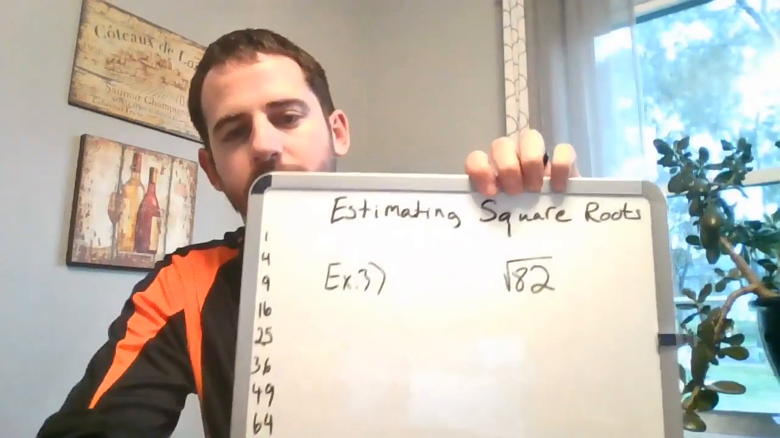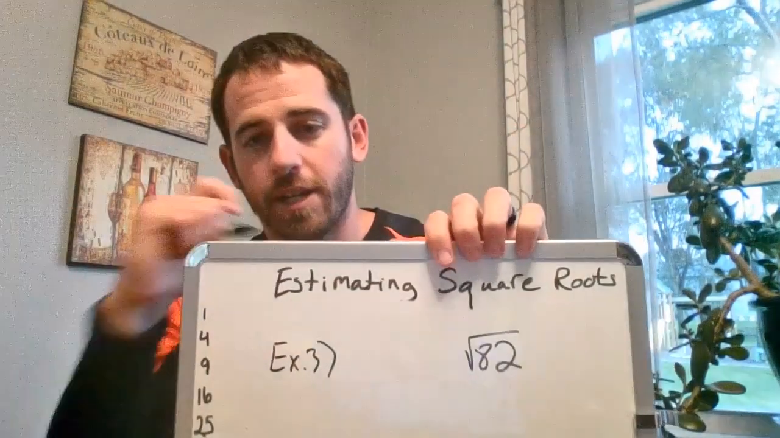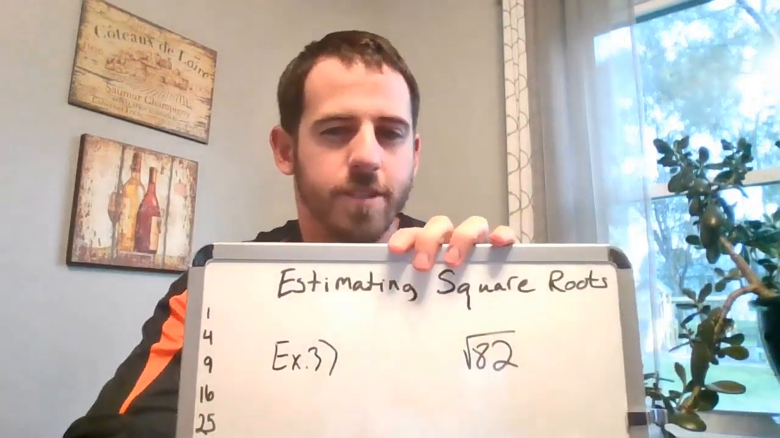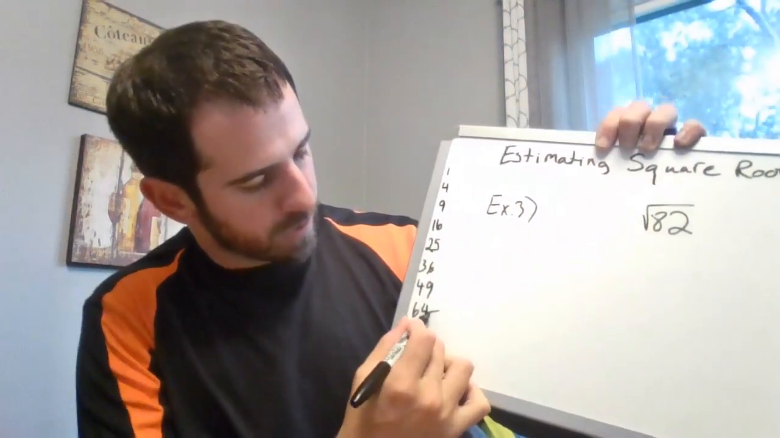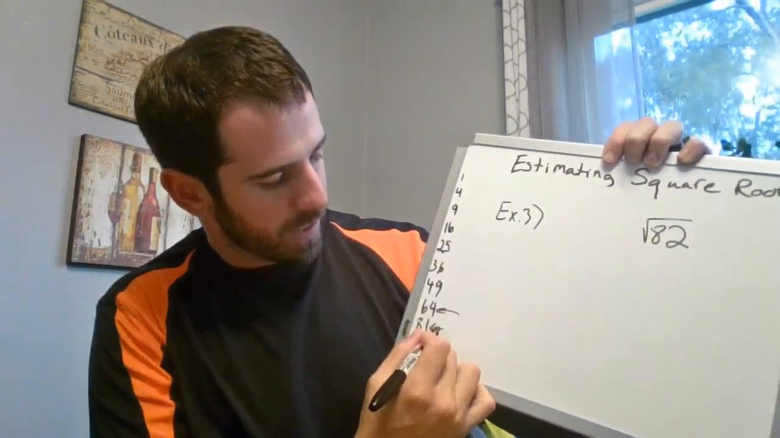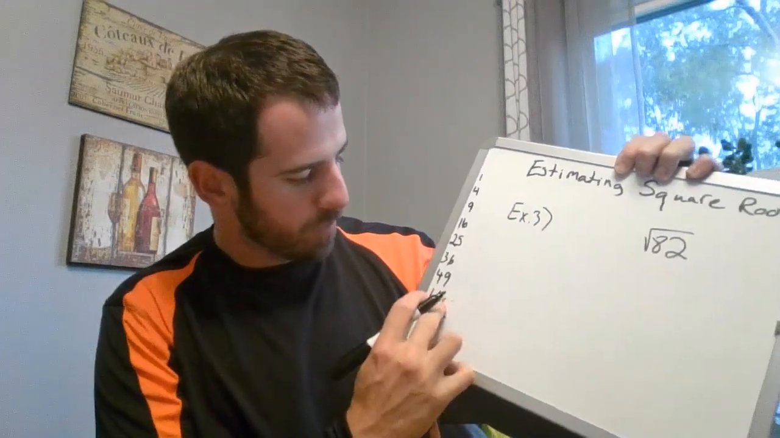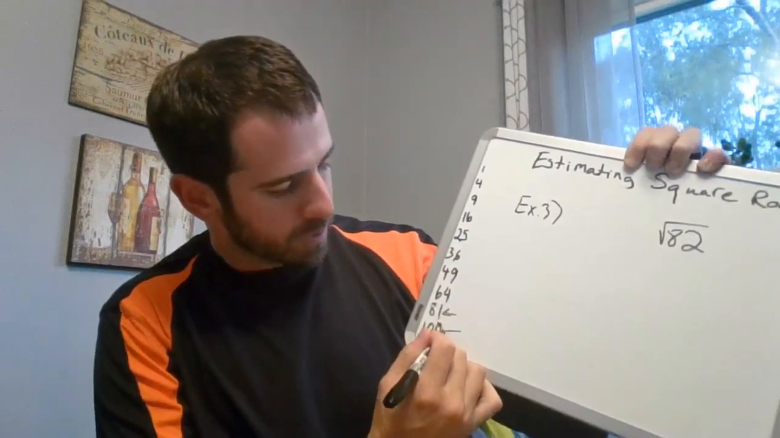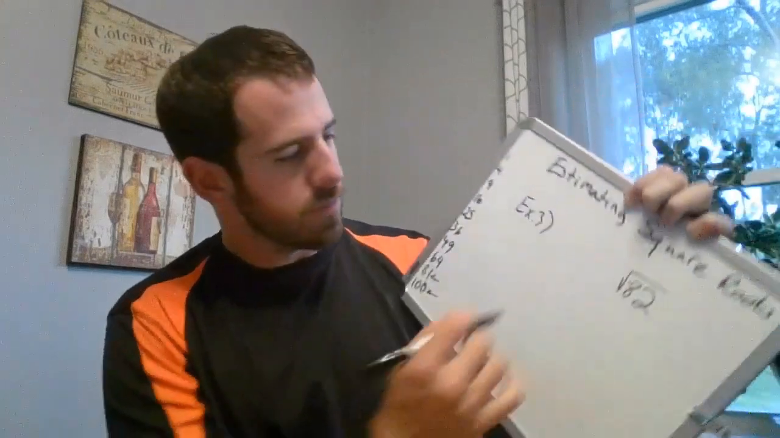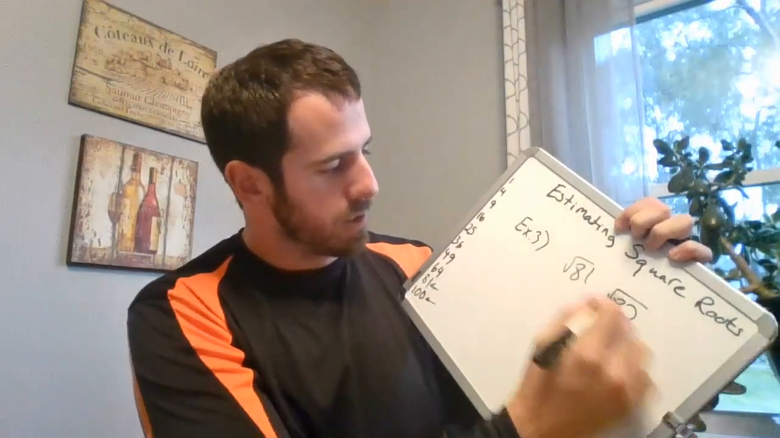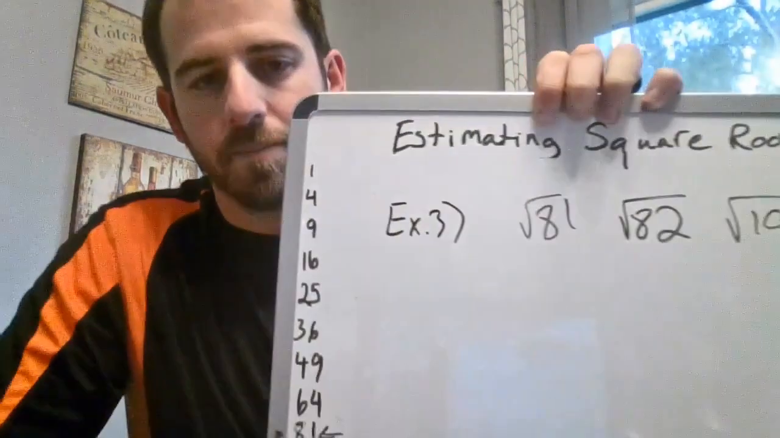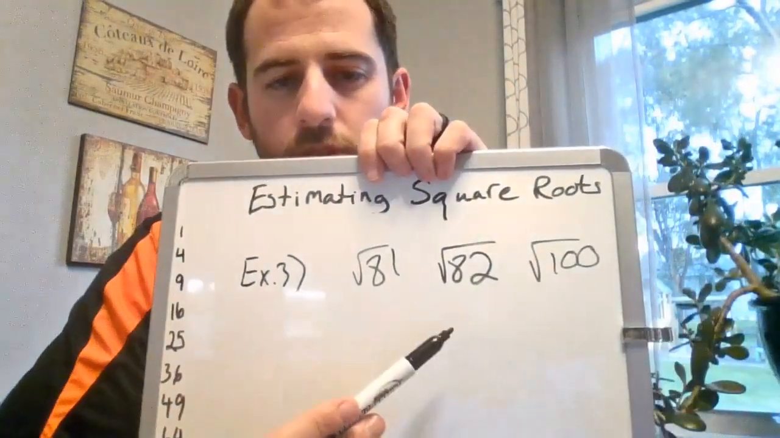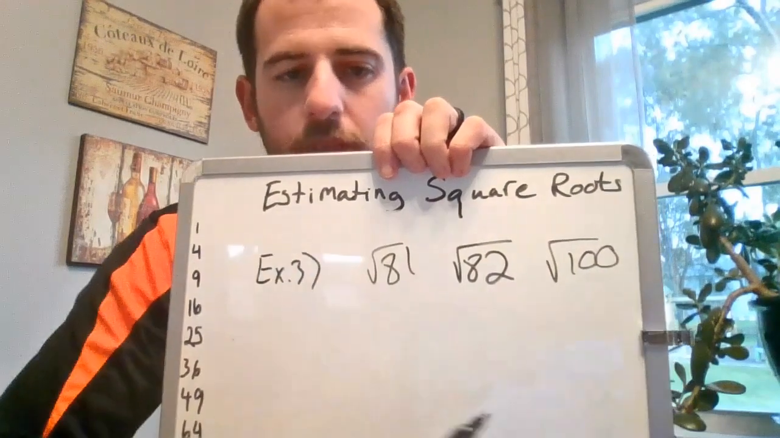All right, example 3. So, square root of 82. Now, this one we're not going to do as much work on. You're going to kind of see what's common sense. But we look for our larger and smaller ones. So we have the square root of 81 and the square root of 100. Then we pause for a second. This 82 is ridiculously closer to 81 than it is to 100.